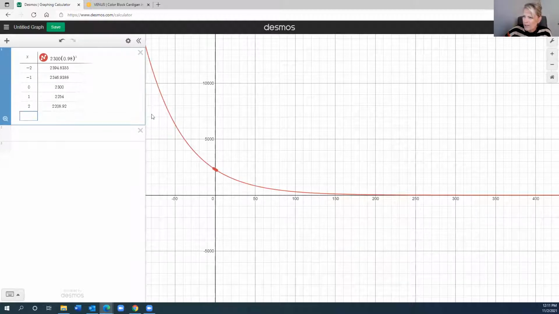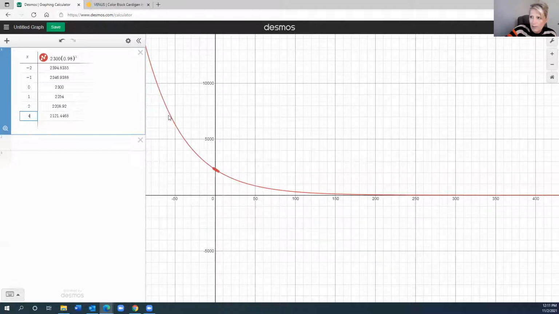So I'm going to add some values in the table here. Let's say 10 months. What about 3 years, which would be 36 months? I'm still going to owe $1,000 in 3 years. 4 years would be 48 months, still owing that. 5 years would be 60 months, still going to owe some. 6 years would be 72 months, still going to owe some.